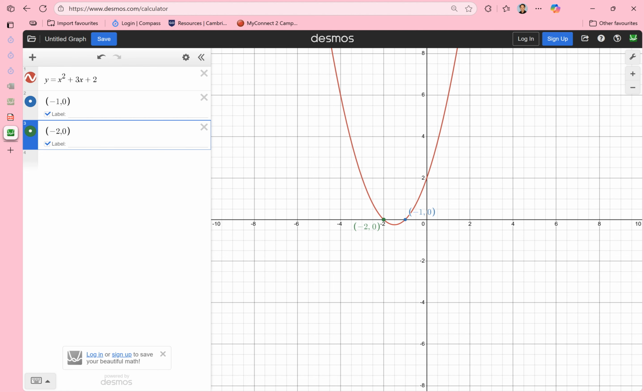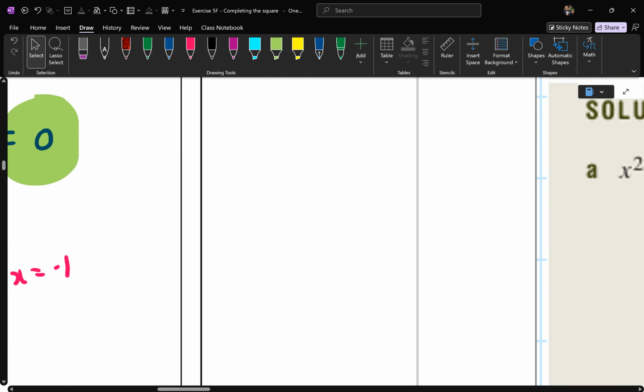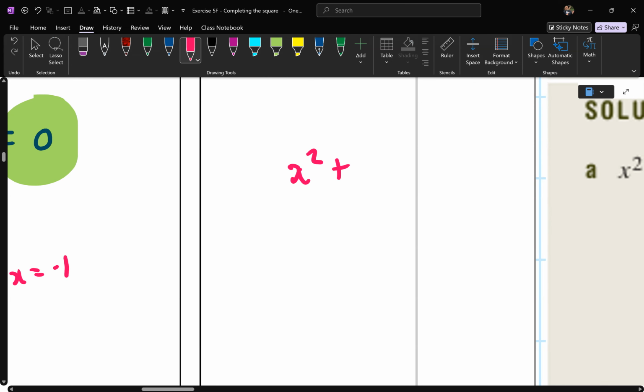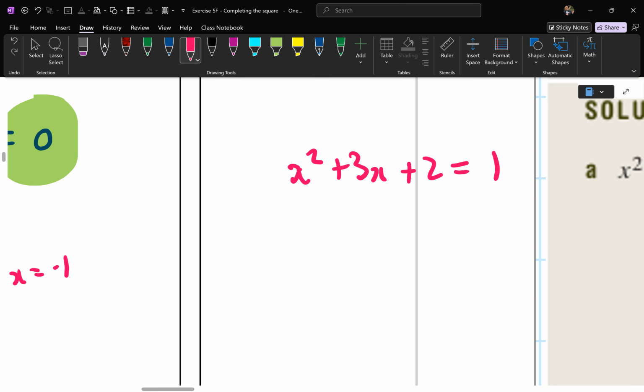Another way of thinking about it as well is you're asking, when is the equation intersecting the y equals 0 line? See, I've just typed in y equals 0. This is the horizontal line. But it didn't have to be 0. I could have changed this question for you, and this is what the year 11s will do. I could have changed the question to x squared plus 3x plus 2 equals 1 instead. So if I said it was equal to 1, what am I really asking you to do? This is what I'm asking.